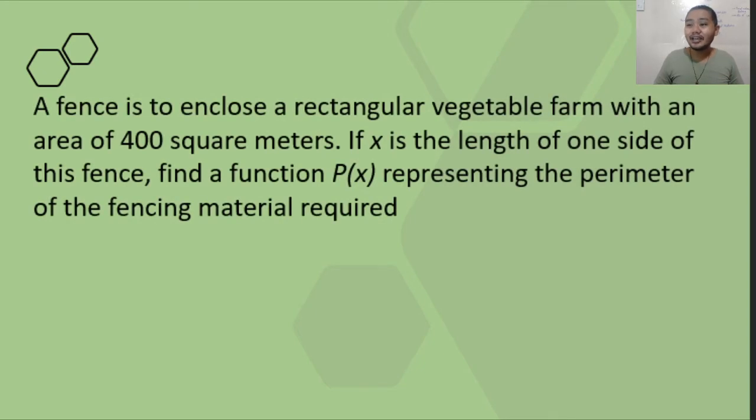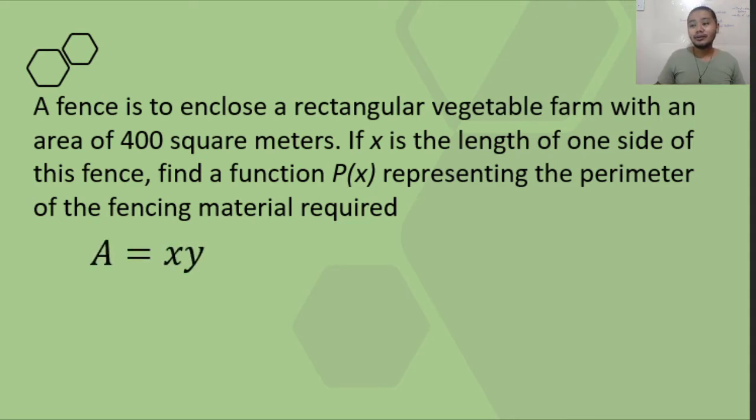A fence is to enclose a rectangular vegetable farm with an area of 400 square meters. If x is the length of one side of this fence, find a function p of x representing the perimeter of the fencing material required. So, rectangular vegetable farm. Again, we all know that the area is equivalent to length times width, or in our case, x times y.